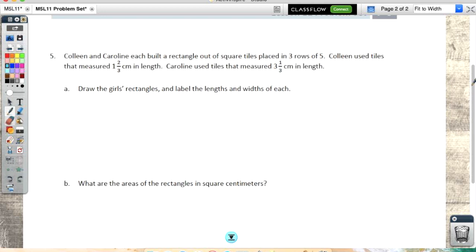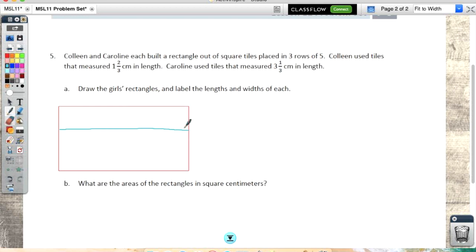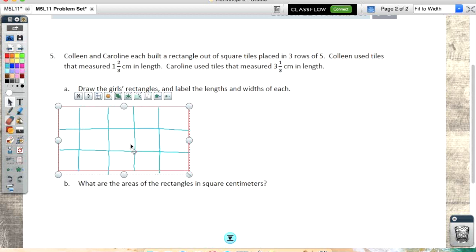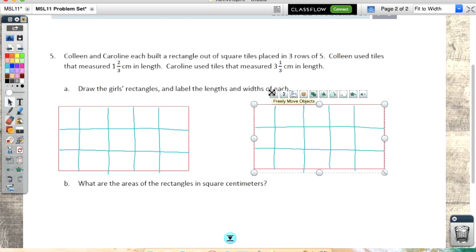Colleen and Caroline each build a rectangle out of square tiles placed in 3 rows of 5. Okay, so here's what I've got, and I'm going to do it twice. I've got 3 rows, right? And I've got 5 in each row. And if you're me and you're lucky, you can duplicate that and drag it over. I'm going to spread them out a little bit so I can do some math on the sides. Okay, so go ahead and get those drawn and then we'll continue.